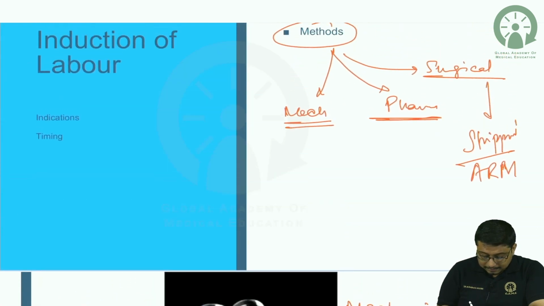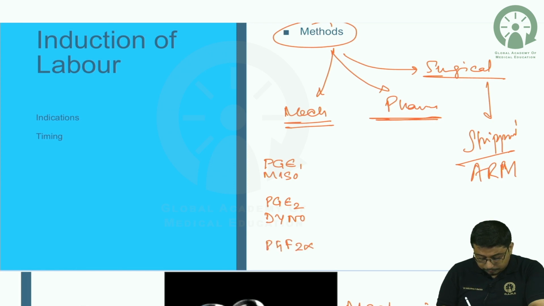So let us see the prostaglandins. We have prostaglandin E1, which is also known as misoprostol, prostaglandin E2, which is known as dinoprostone, and prostaglandin F2 alpha, which is known as carboprost.